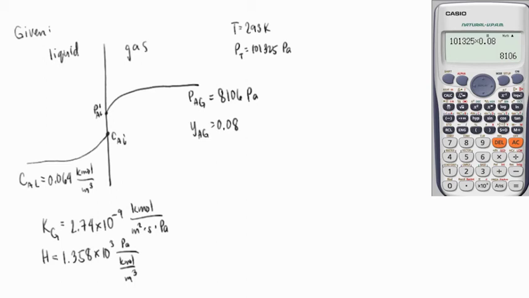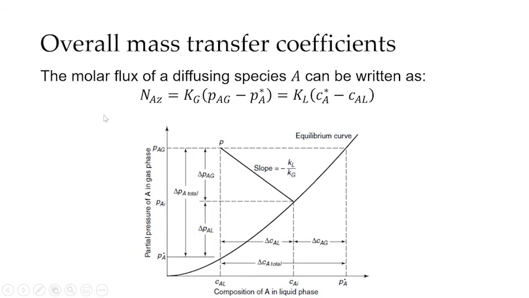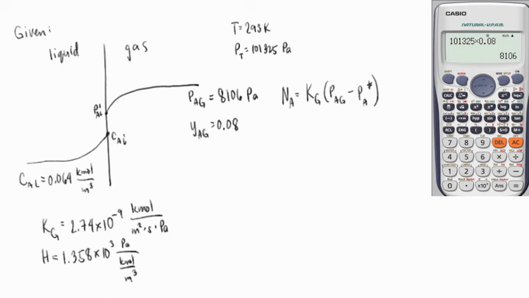If we go back to our formulas, we can use this molar flux equation that is expressed in terms of the overall mass transfer coefficient. Since we are already given the value of capital Kg, we can use the first half of this equation to determine the molar flux. We are doing this because we are asked to solve for the interfacial concentrations, and by solving for the molar flux, we can then later solve for the interfacial concentrations. Okay? With our molar flux equation, Na is equal to capital Kg multiplied by the driving force PAG minus PA asterisk, we have to define what is PA asterisk.